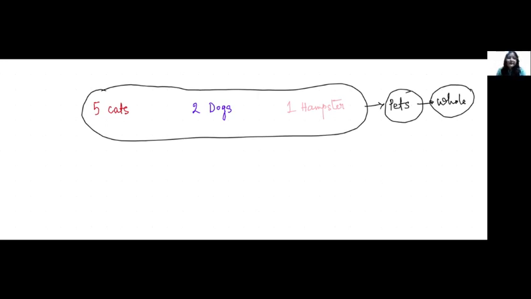Now, if I want to take out the fraction of the cats present, or the fraction of dogs, or the fraction of the hamster, what will I write? For the cats, it will be 5 by, what are the total number of animals we have? 5 plus 2 is 7, and 1 hamster, that's 8. So the fraction of cats is 5 by 8. The fraction of dogs is 2 by 8. And the fraction of hamster is 1 by 8.